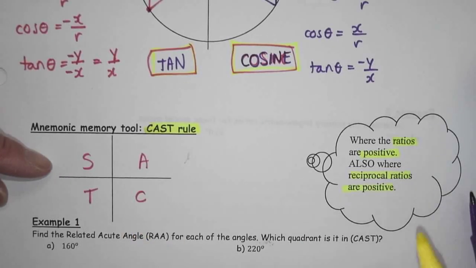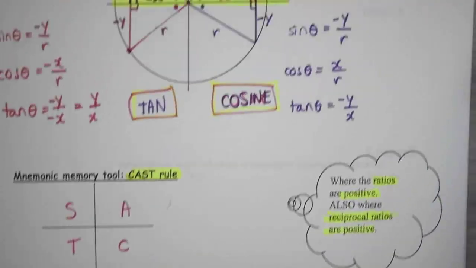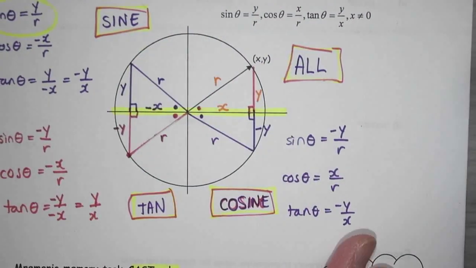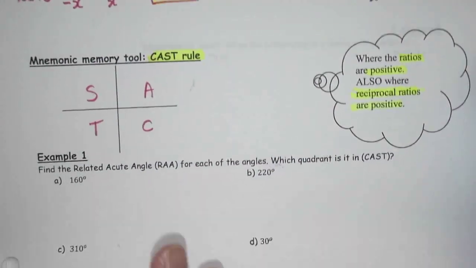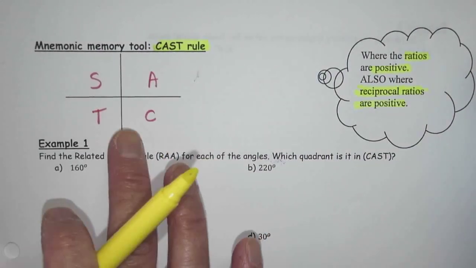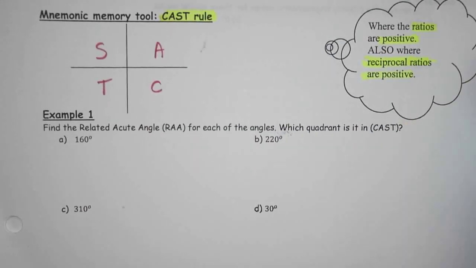So that would mean the same. So reciprocal ratios too. Okay? So that's what this is giving you. This is where things are positive, where the ratios are. I'm going to go over this more. We're going to do some numbers, and then we're going to look at the CAST rule. So it's where the positive ones are positive, the reciprocal ones are positive as well.